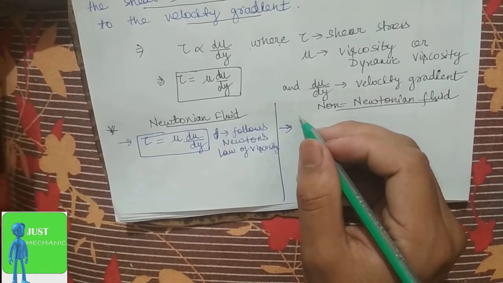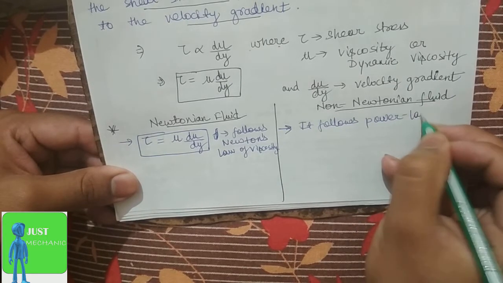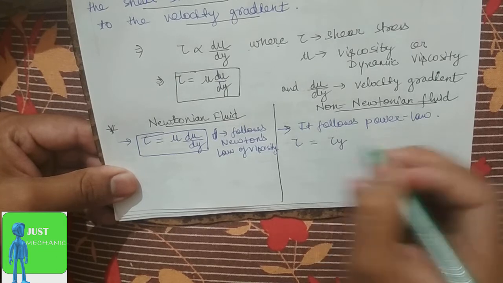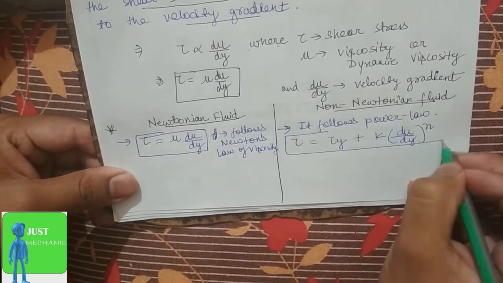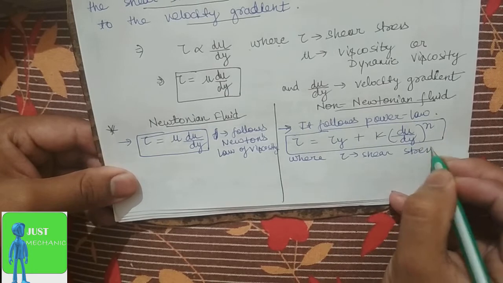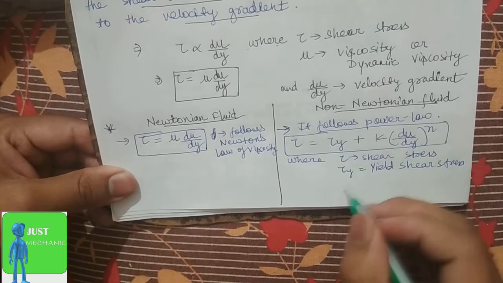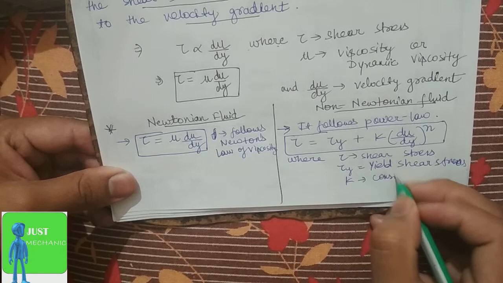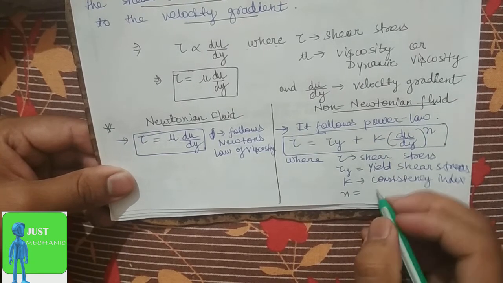For a non-Newtonian fluid, it follows the power law. Here shear stress equals yield shear stress plus k into du divided by dy raised to the power n, where tau is the shear stress, tau y is the yield shear stress, k is the consistency index, and small n is the flow behavior index.